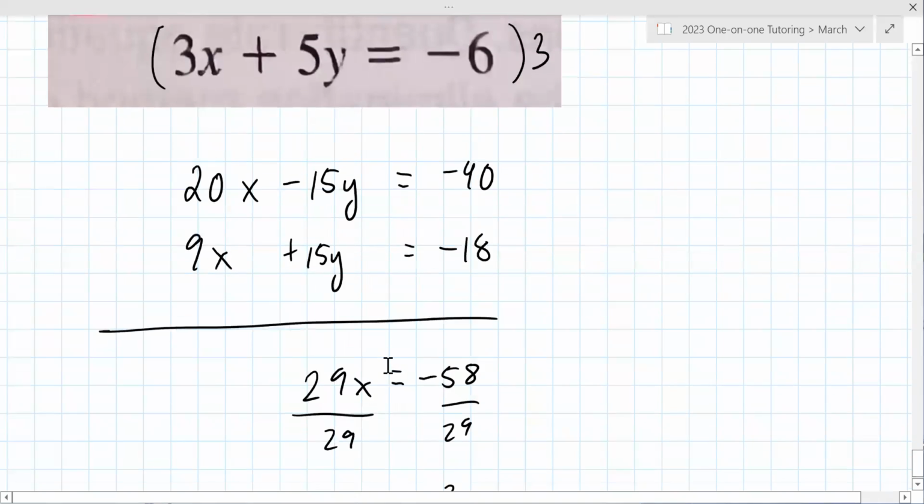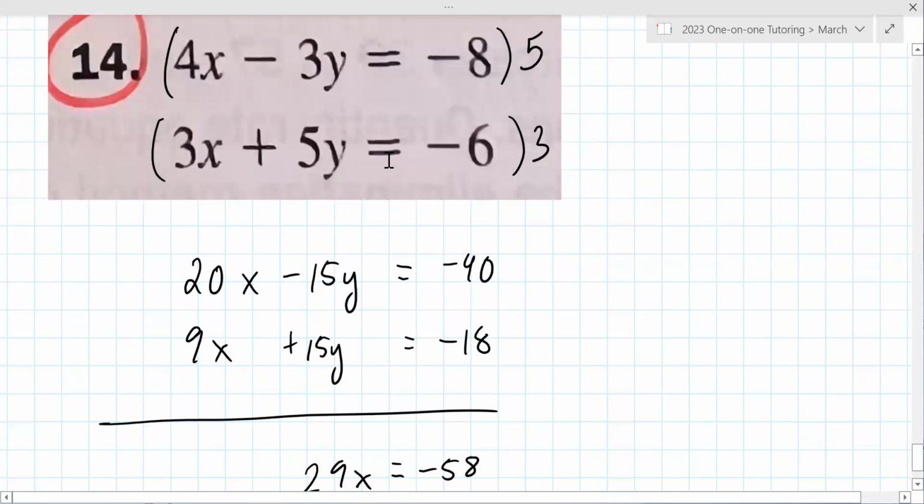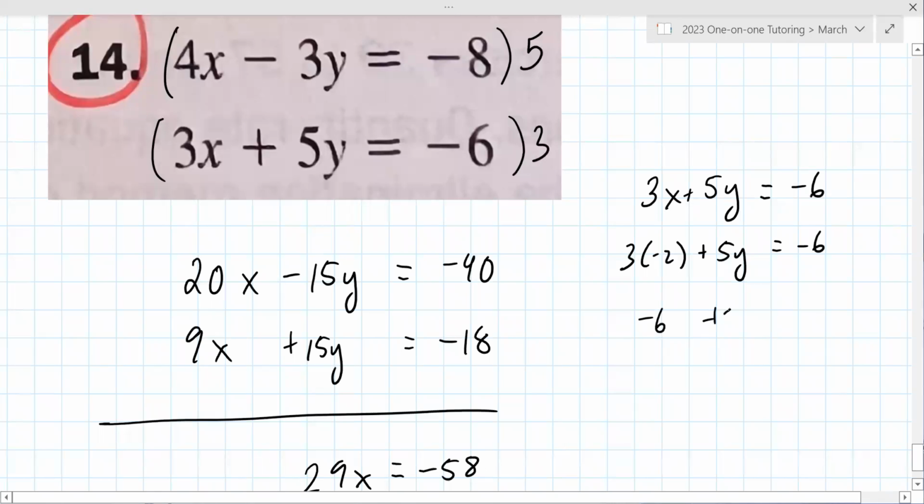Now we got to go back and find y. So which equation to use? I guess I'll use the second. You will develop a preference. Something will stand out and you say, I'd rather use that one. So we got 3 times minus 2 plus 5y equals minus 6. Minus 6 plus 5y equals minus 6.